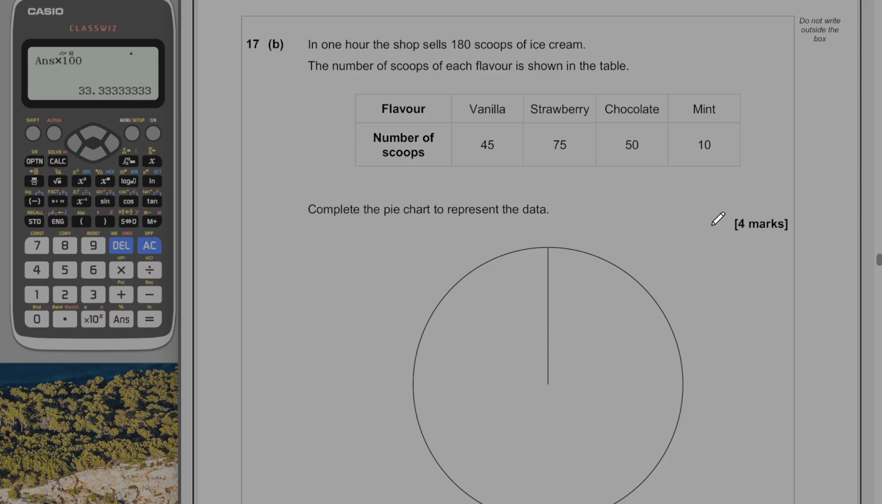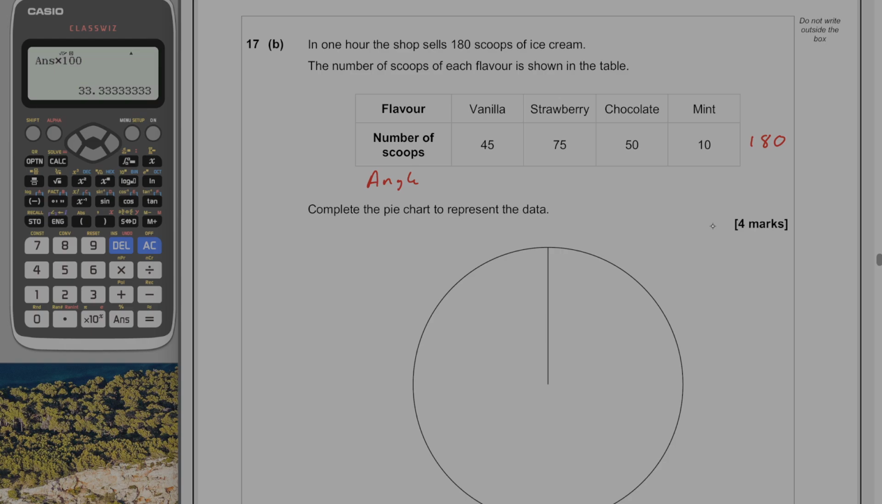Part B: in 1 hour, the shop sells 180 scoops of ice cream. The number of scoops of each is shown. Complete the pie chart to represent this data. Okay, I'm going to have to bring in something to help me with the pie chart, but I'll do that in a moment. So the first thing I need to look at is there are a total of 180. So the angle size for each is what I need to work out before I even pick up a protractor.